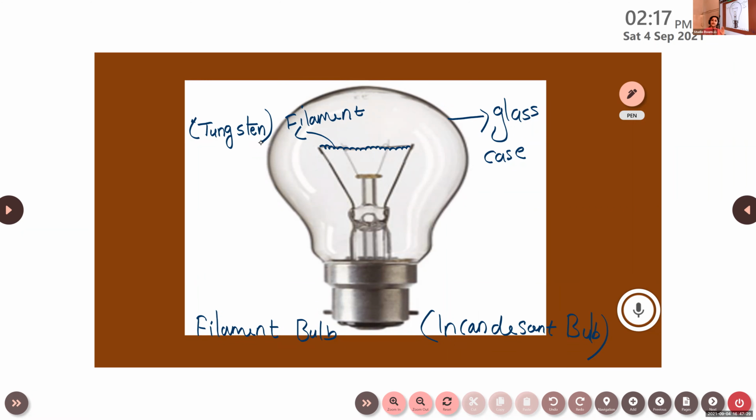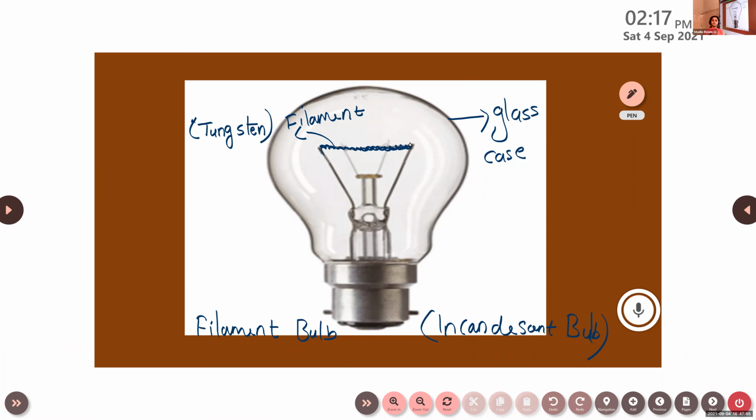Initially the light produced by this incandescent bulb will be very less. But as the amount of electrical energy consumed by the bulb increases, more and more energy is consumed by this filament. As a result, the filament becomes more and more hot. After some time, what happens? It produces a large amount of light. So this is how the incandescent bulb works.